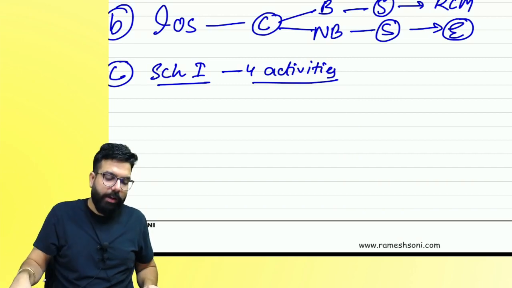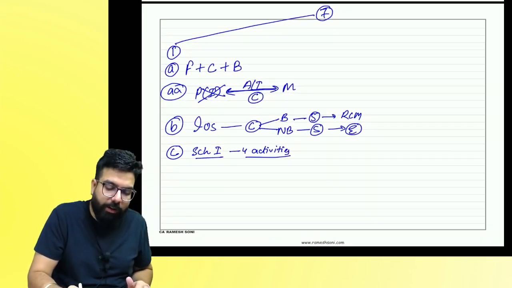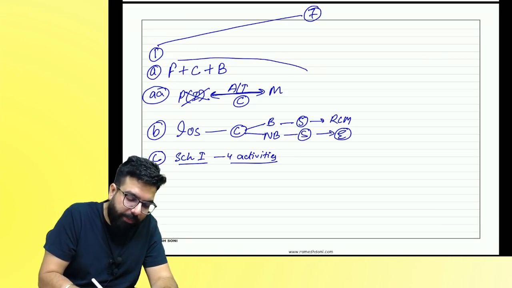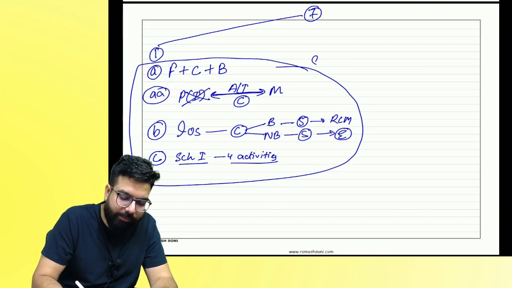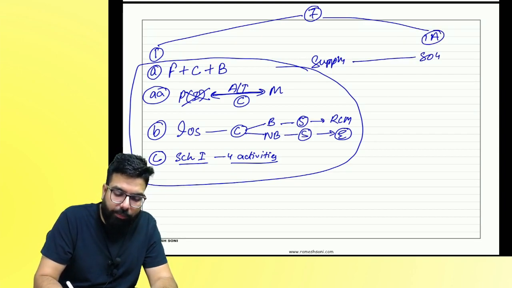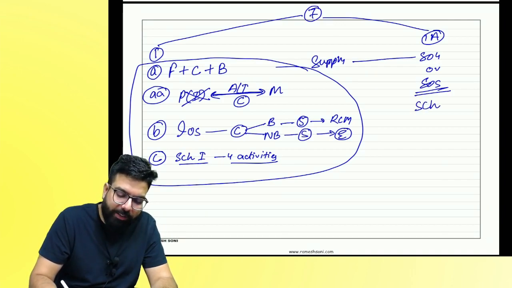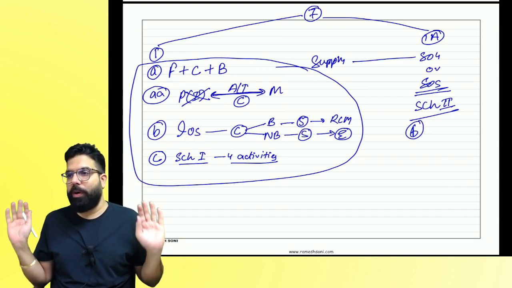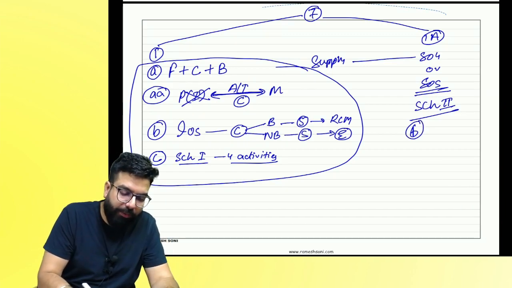Done, everyone. Next, we went ahead and learned that if something is falling in supply, then you have to see section number 7(1)(a), whether it is supply of goods or supply of service. They told, please refer Schedule 2. And how many paragraphs did we have over here? 6 paragraphs. And everyone, now listen to me carefully.